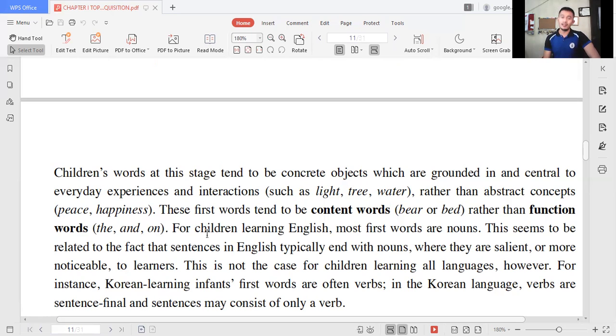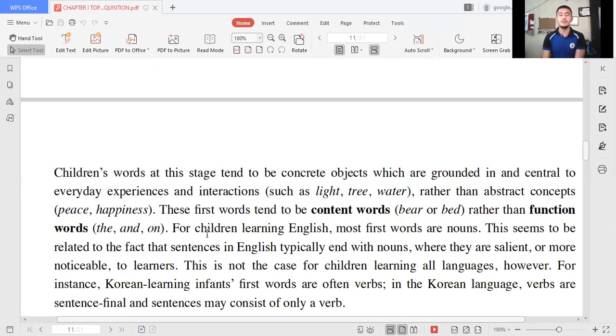For children learning English, most first words are nouns. Again, for the elementary teachers, you are teaching English to students, so it is very important that you are also knowledgeable about how they acquire the language. Now, for children learning English, most first words are nouns. Again, talking about the parts of speech, when we say nouns, these are all names under the sun, which means names of person, place, things, or events, and so on.